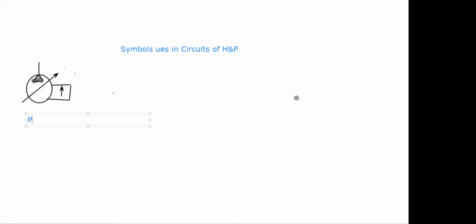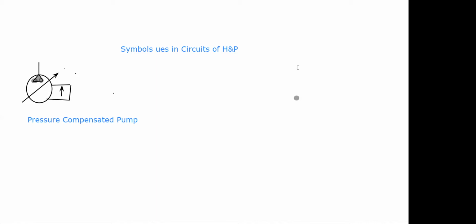What is the meaning of this pressure compensated pump? When we want to adjust the pressure by using this valve, at this time we use this pressure compensated pump. This is the pump having the facility to compensate. Compensate means to increase or reduce the pressure. Okay.